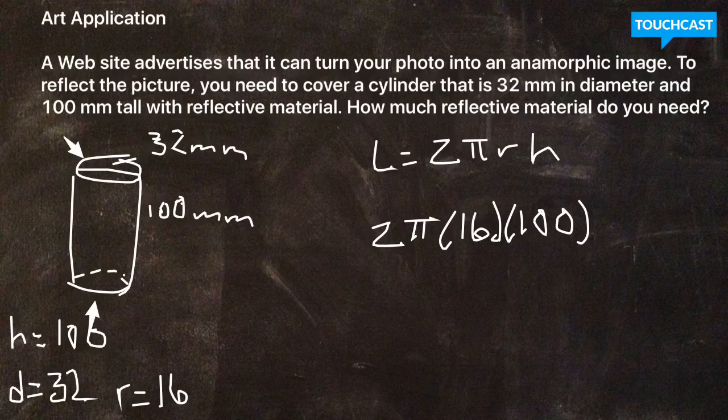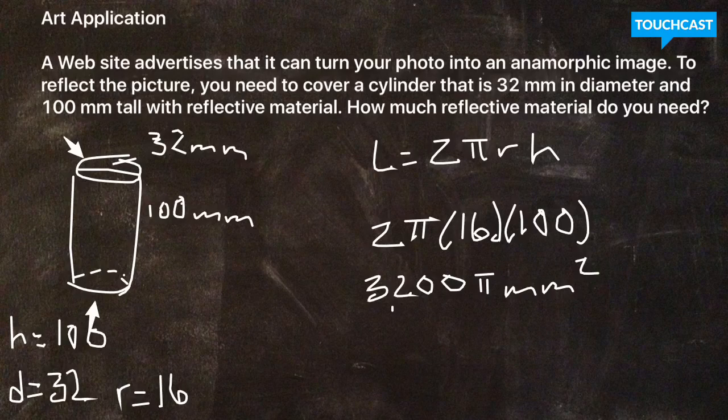Now we can do some multiplication. 2 times 16 is 32, and 32 times 100 is 3,200. So we have 3,200 pi millimeters squared if we wanted to leave our surface area or the area in terms of pi, but we don't really want to do that.